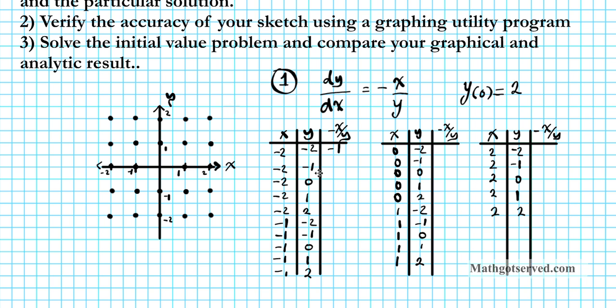If you divide these two, you get +2. The opposite is -2. If you divide these two, it's undefined. If you divide these two, you get +2. I'm sorry, you get -2, and the opposite is 2. If you divide these two, you get -1, and the opposite is +1.